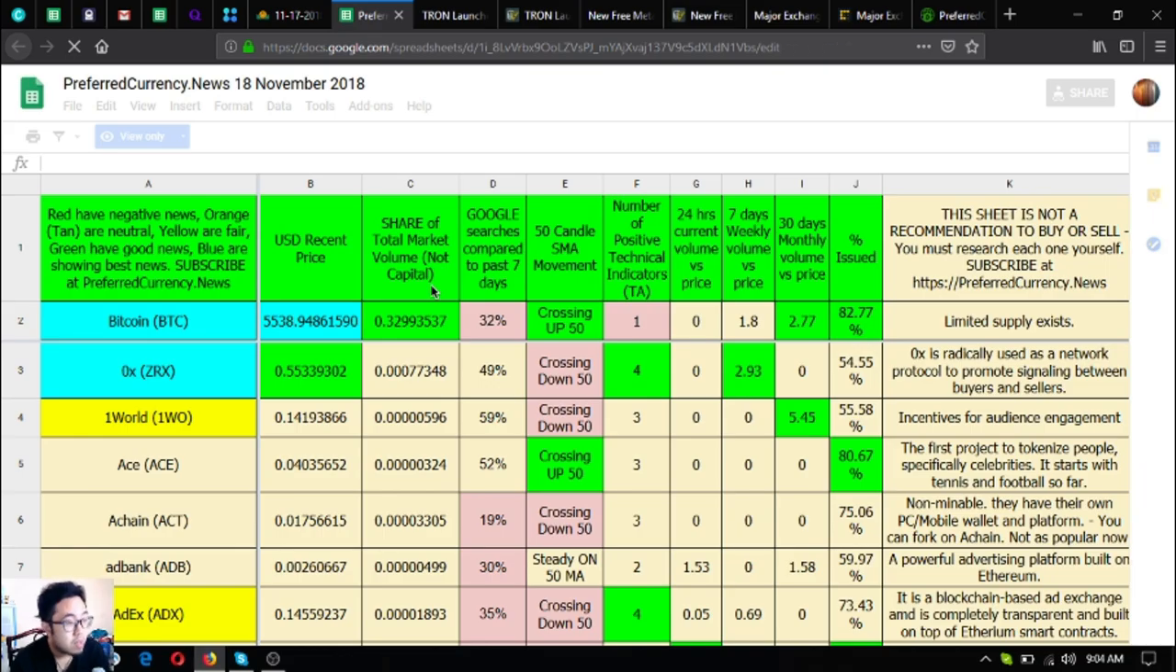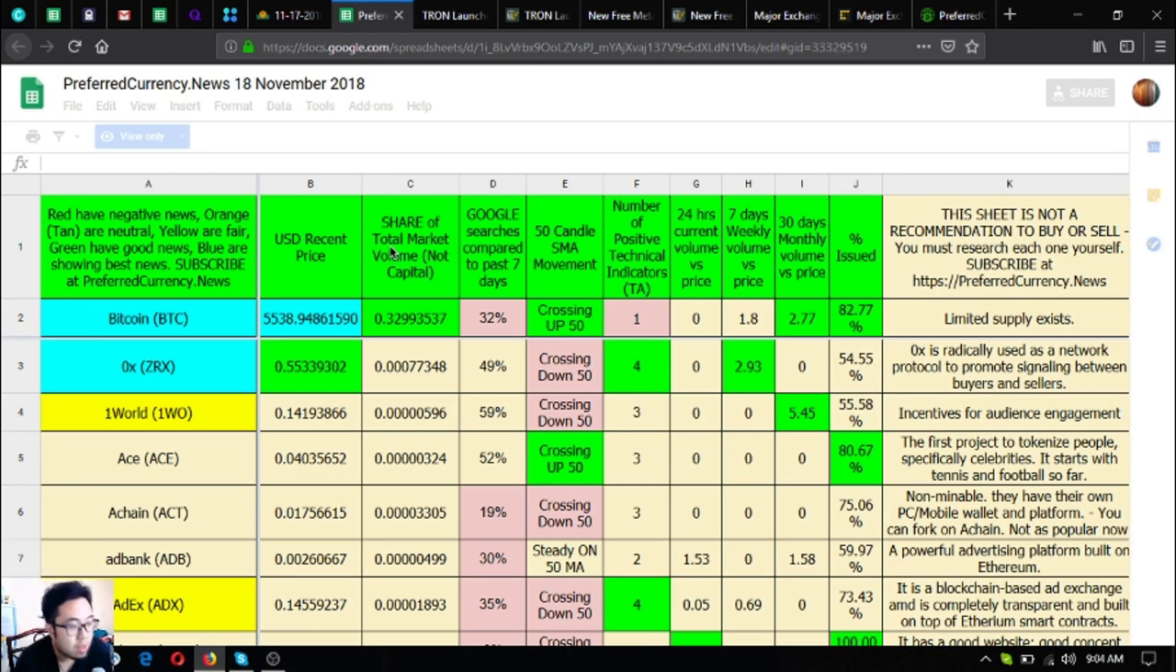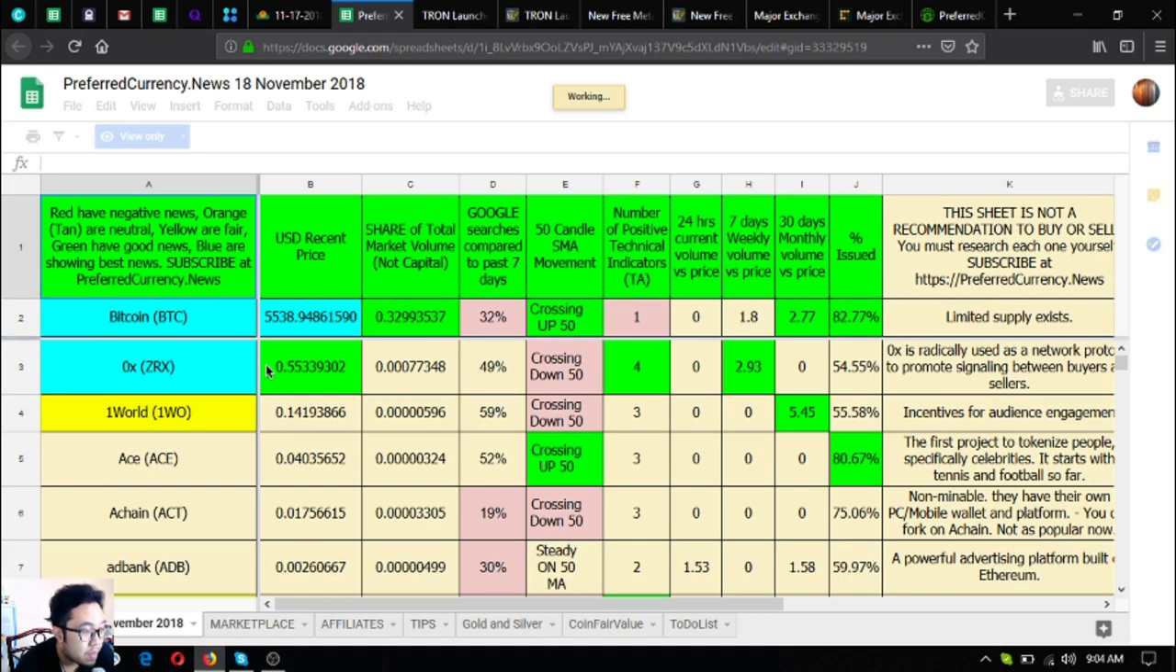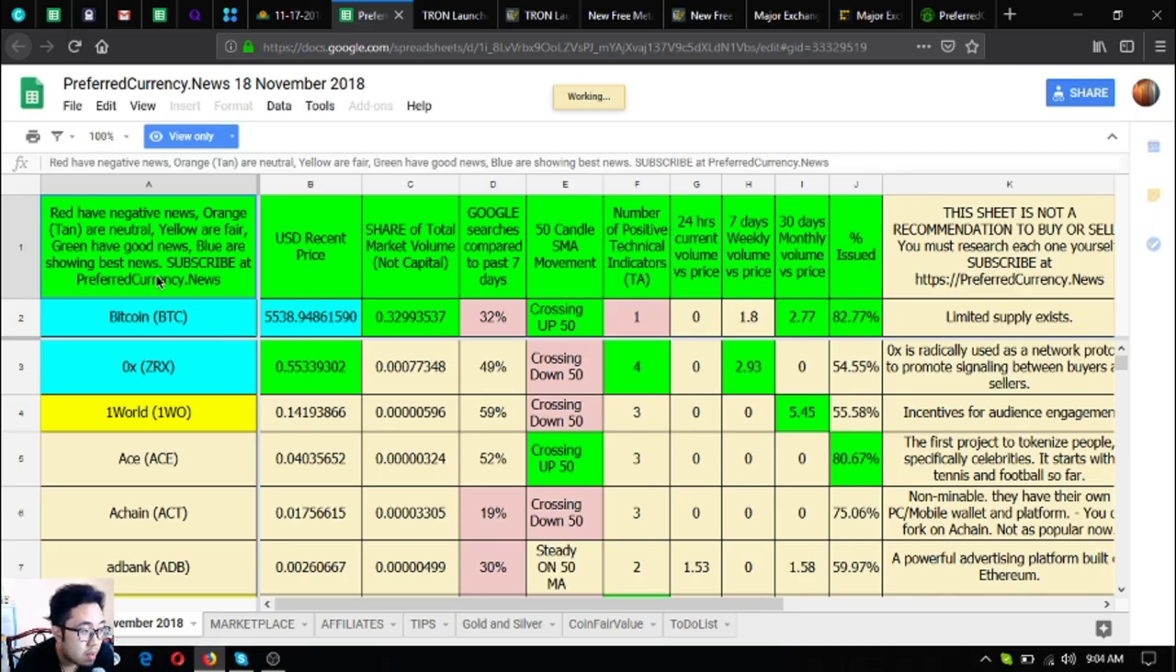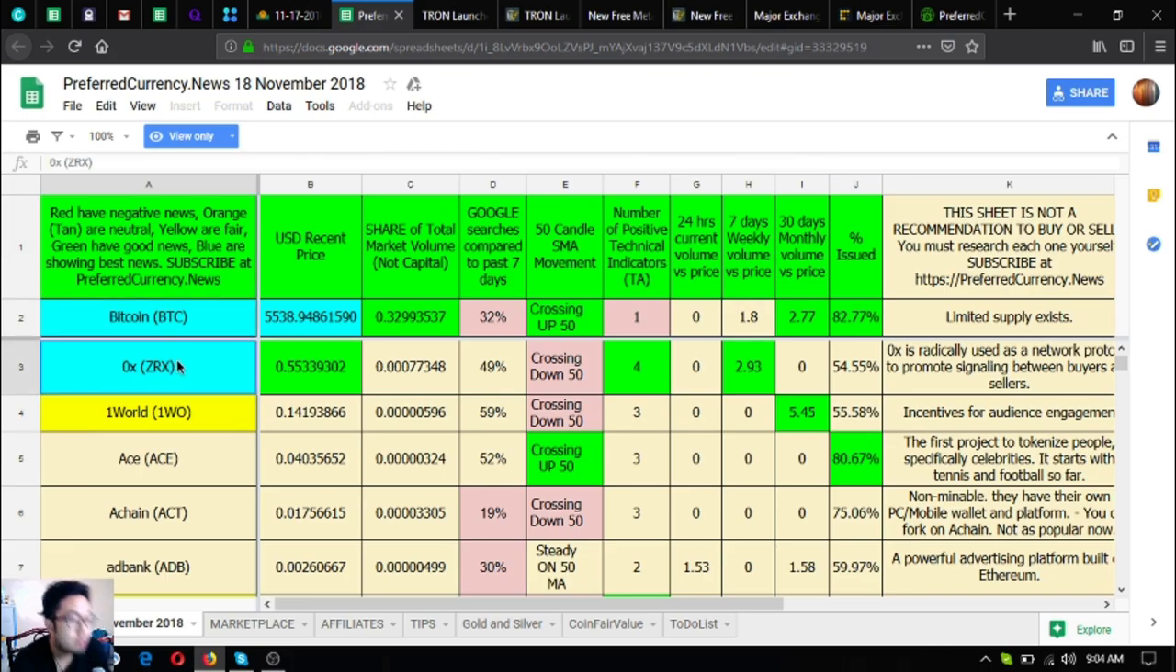Okay, so this is the Guru's research list. As stated here at cell A1, the red have negative news, orange are neutral, yellow are fair, green have good news, blue are showing the best news. So the blue ones are the best ones that should be included in your research list or in your portfolio.